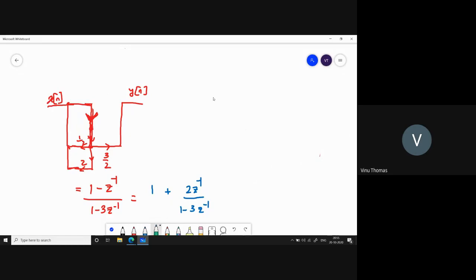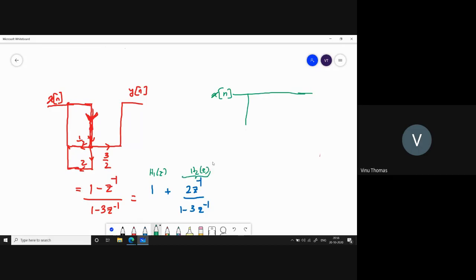So it's implemented as a parallel form. So you have an x of n and y of n will be a summation of x of n. So this we can call as h1 of z, which is equal to 1. And this as h2 of z, which is this.